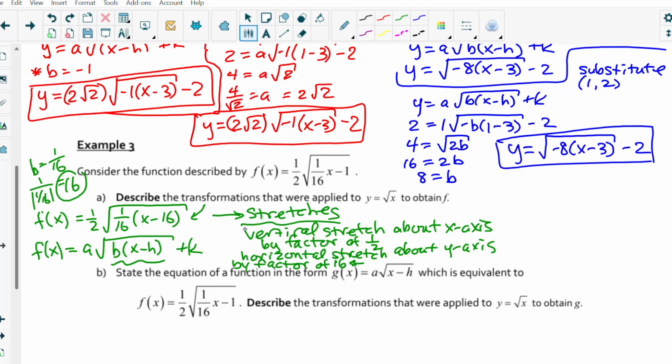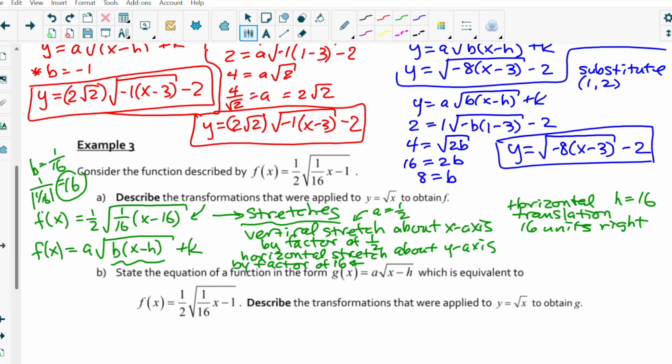And then the last one, I should have done this before. This vertical stretch, that's a value of 1/2. And then horizontal translation, 16 units to the right, because h equals 16.